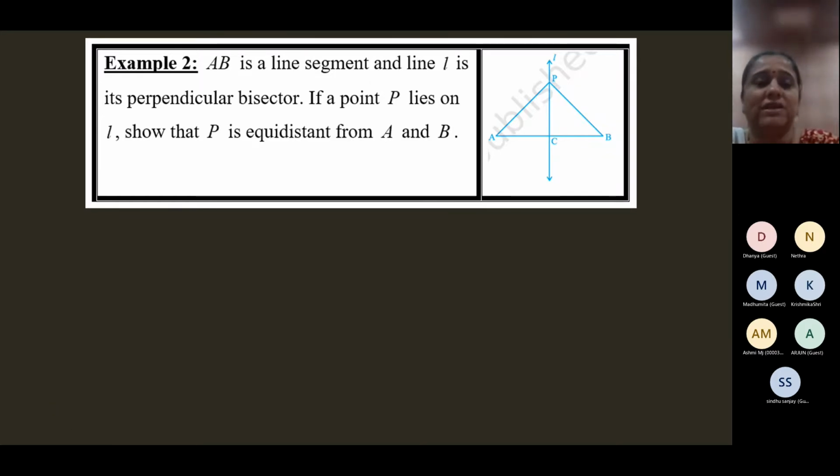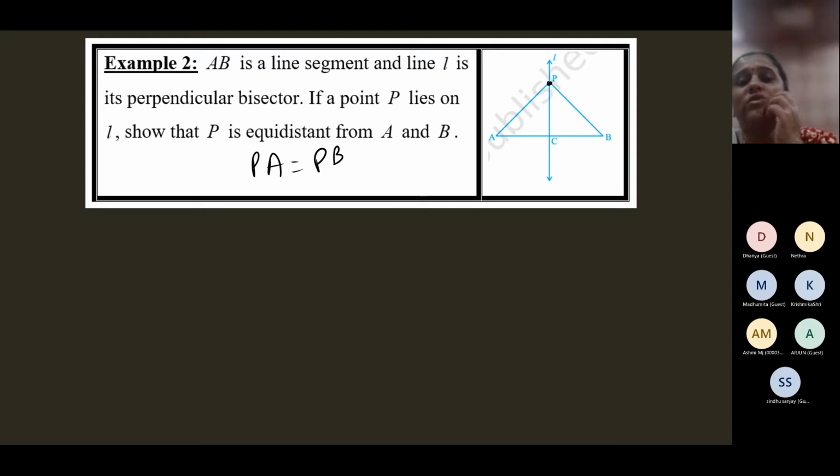AB is a line segment, L is the perpendicular bisector. If P lies on L, so there's a point P on L. Show that P is equidistant from A and B. That means you must show that PA is equal to PB. P is at equal distances from A and B.